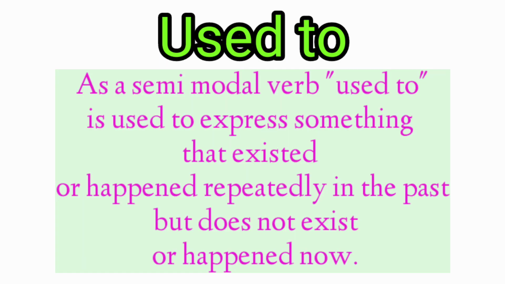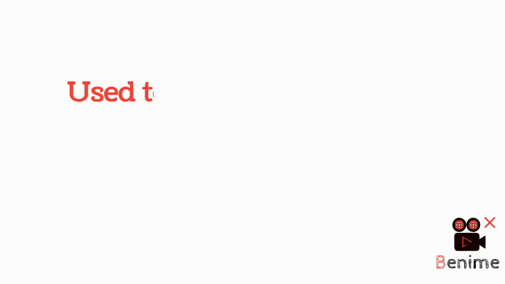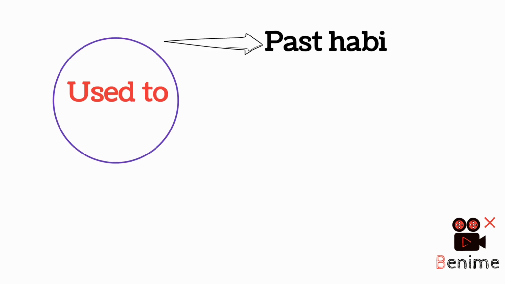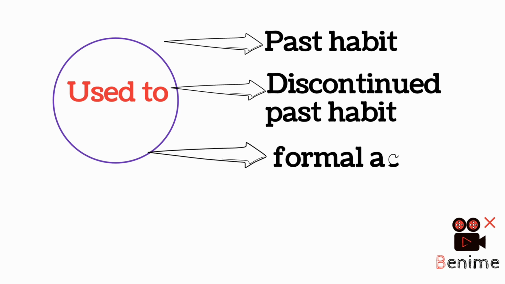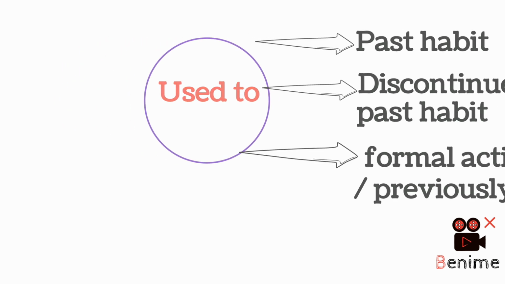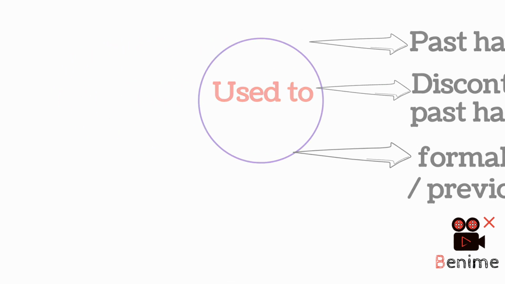The next one is used to. As a semi-modal verb, used to is used to express something that existed or happened repeatedly in the past, but does not exist or happen now. When do we use this used to? Used to expresses a past habit, a discontinued habit in the past, a former action, or previously. Let's see some examples for used to.